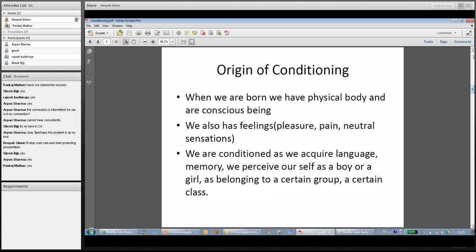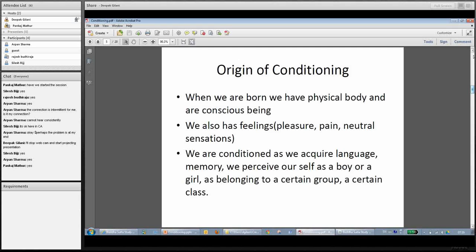And so, how does this conditional dream come about? When a child is born, it has a physical body, and it's a conscious being. At a very minimal level, a child has feelings. The child can feel pleasure, pain, and neutral sensations. So there is conditioning, but the conditioning for a newborn child is probably very small, very minimal.